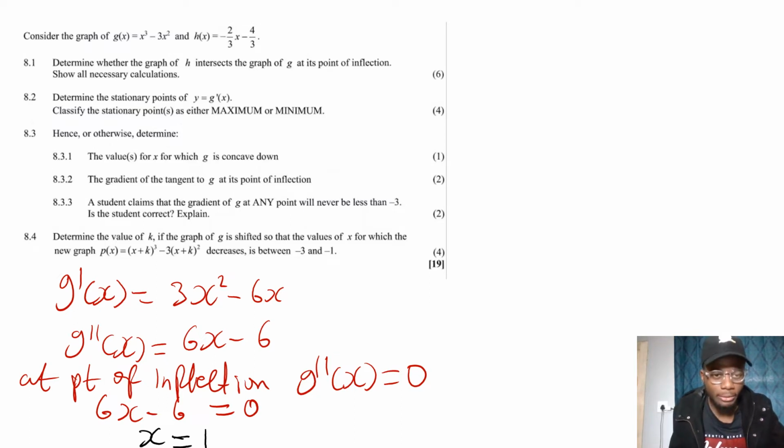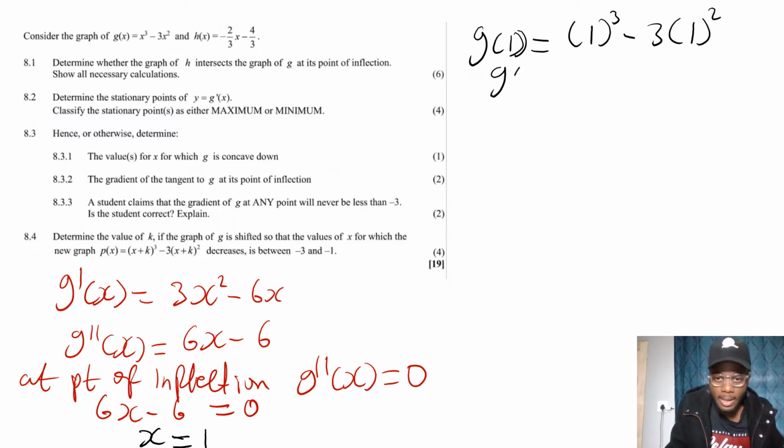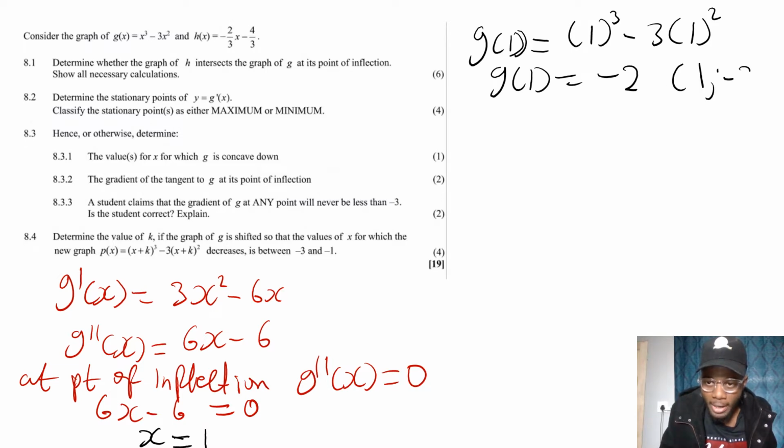To get the corresponding value of y, we substitute our x into the original function, which is g of x. So g of 1 will be equal to 1 cubed minus 3 into 1 squared. Then this is the same as 1 minus 3, which is minus 2. So our point of inflection is (1, negative 2). I hope we are still together.